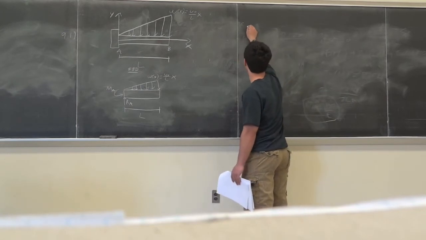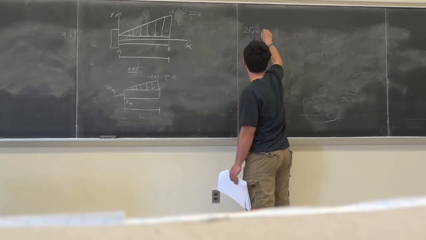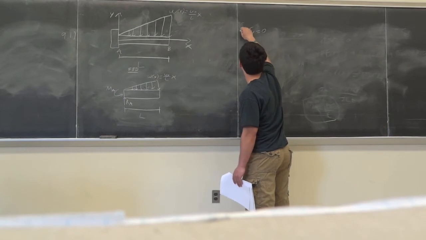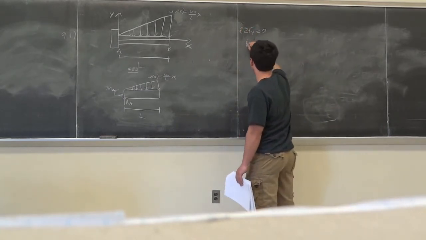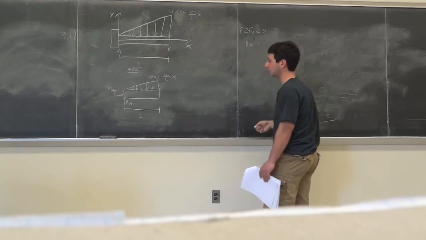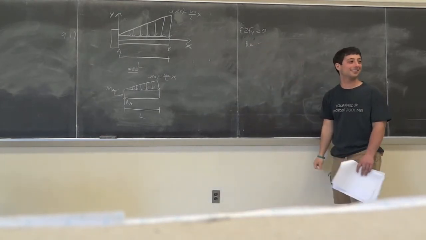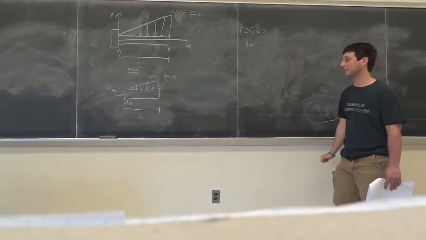Let's sum the forces in the y direction to get RA, taking upwards to be positive. What do you guys got? RA is obviously upwards, so this is RA minus, what do you have? This is where the calculus comes in.